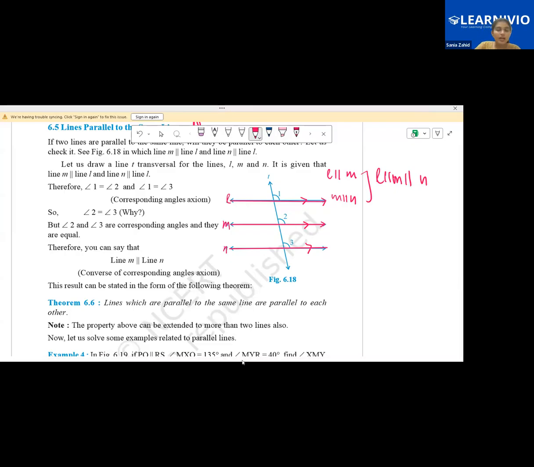Now what happens, children? If you have a line that is cutting more than one parallel line, then that's called a transversal. So over here, line T is called a transversal. Why? Because it is cutting two or more than two parallel lines at the same time. So that's called a transversal.